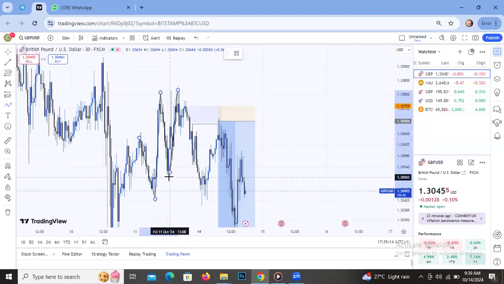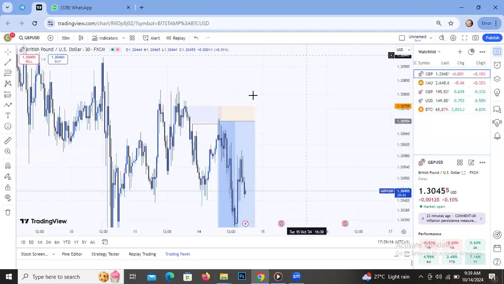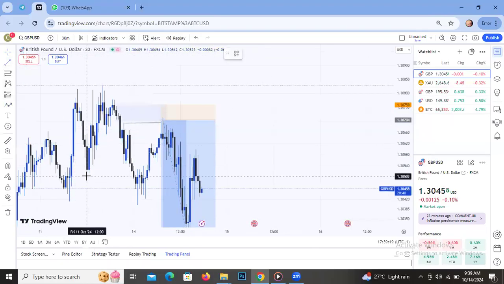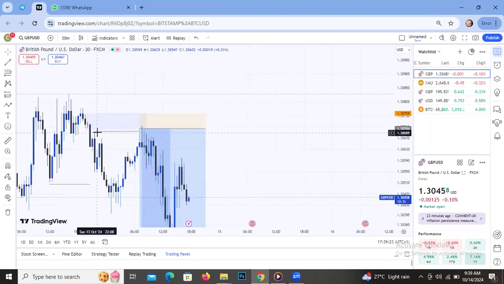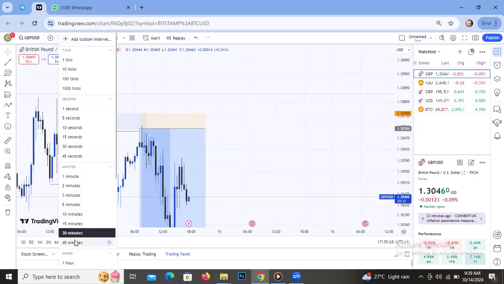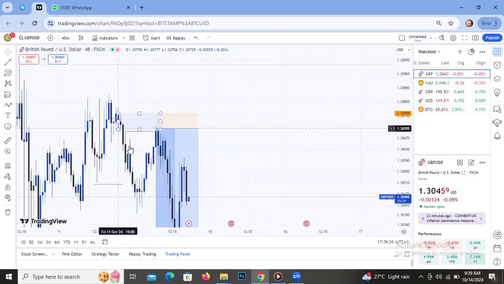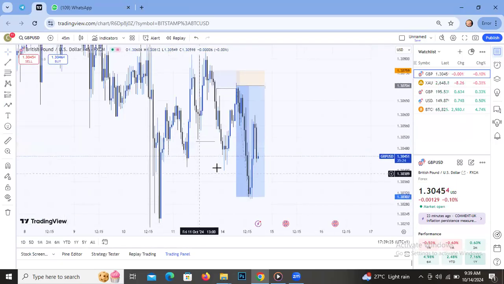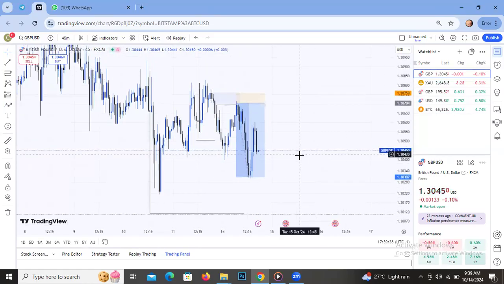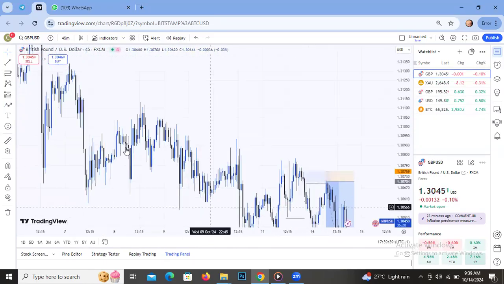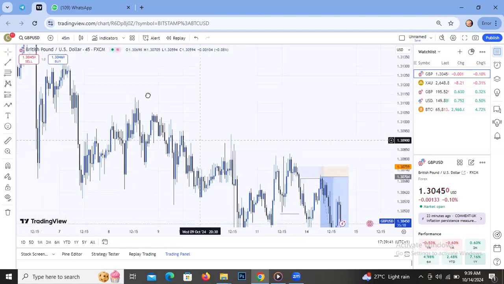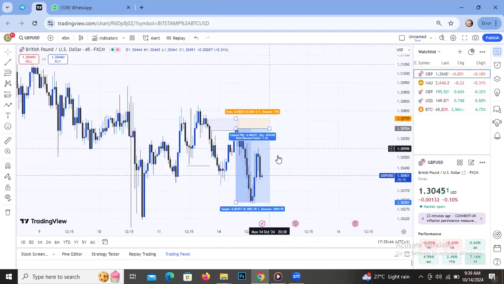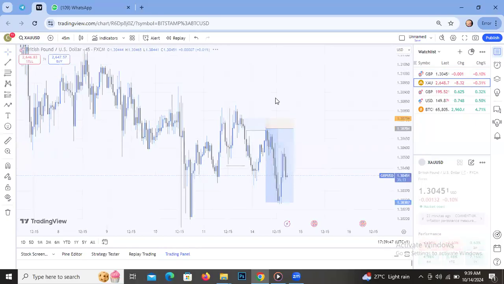Then it shifts here, which is the change of character. But before this shift we had the pullback. You can see the pullback here, right? And we have the order block here. So you can take a buy and a sell, targeting the next liquidity. But the market is consolidating too much. You can see a lot of consolidation here, just being sluggish. And then the sell. That's the mistake we made by not respecting the trend.